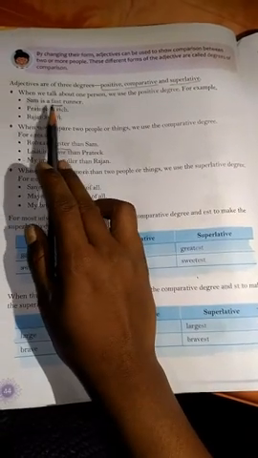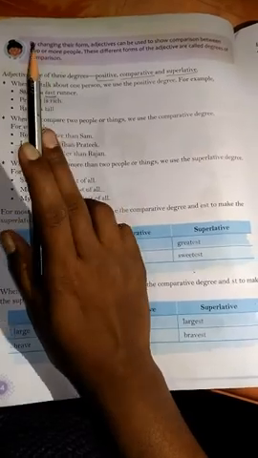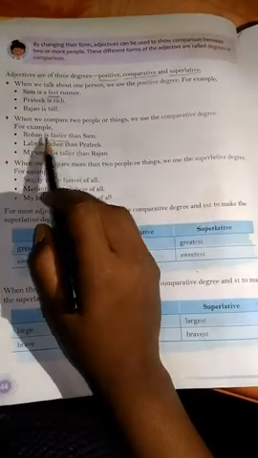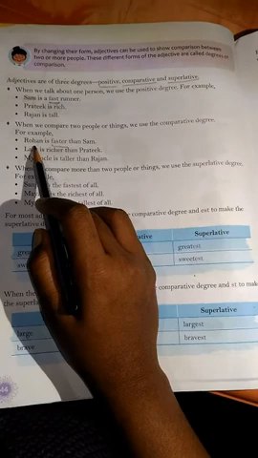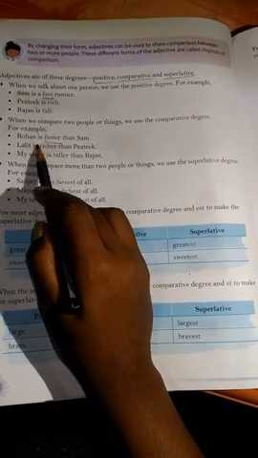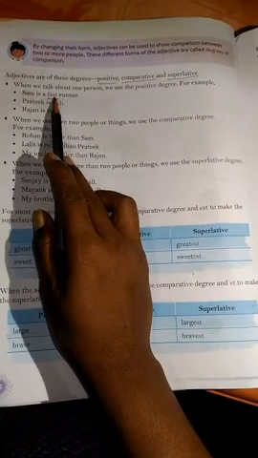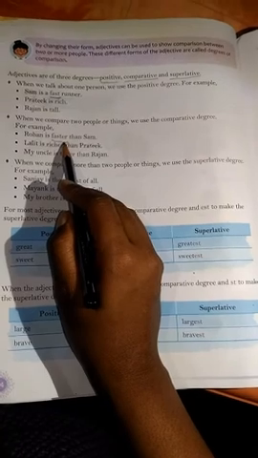So see here, in positive degree, Sham is a fast runner. Here in positive degree we talk about only one person. And in comparative degree, as you have to compare, you compare 2 people or things. So I am comparing Rohan with Sham. So the adjective becomes faster. So this is the positive degree, this is the comparative degree.